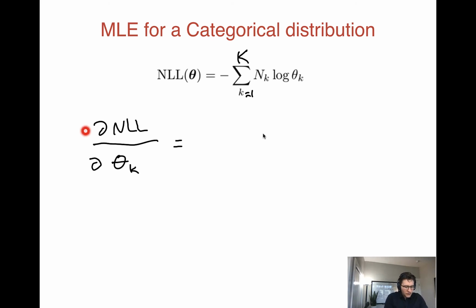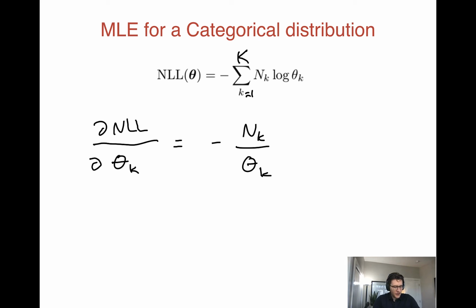Our partial derivative of the negative log likelihood with respect to theta k is, notice that the only term here that has theta k is the kth term, so we can throw everything else out. We just get negative nk over theta k.